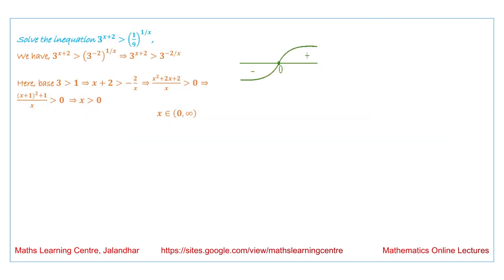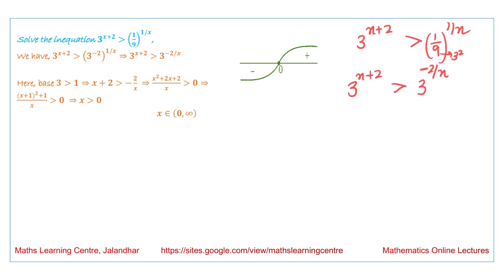Next we have to solve this inequality. It is 3 raised to the power x plus 2 is greater than 1 by 9 raised to the power 1 by x. So this is equivalent to 3 raised to the power x plus 2 is greater than 3 raised to the power minus 2 by x. 9 we can write as 3 square. When we shift this upward, it will become 3 raised to the power minus 2. So we have the equation in this form.